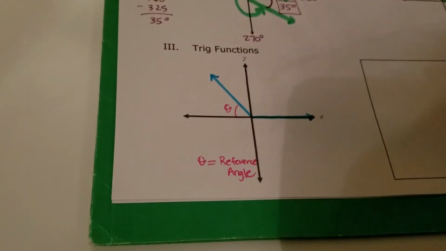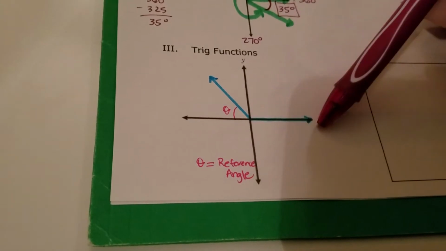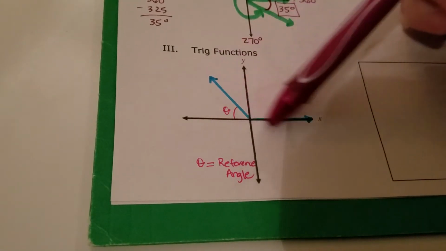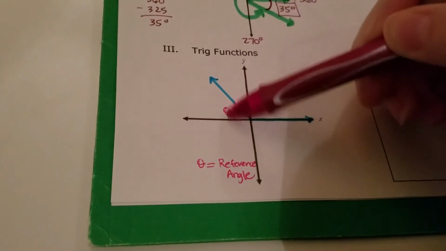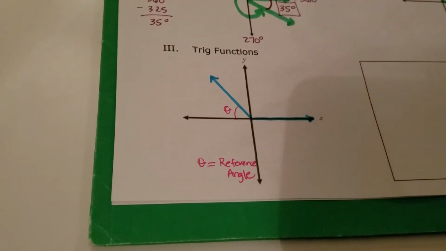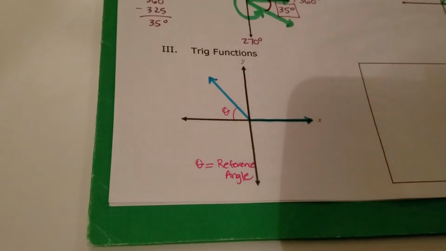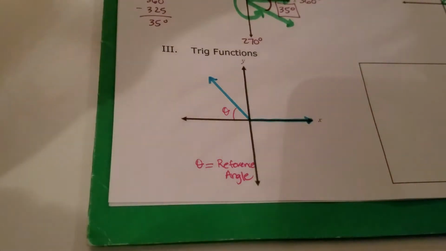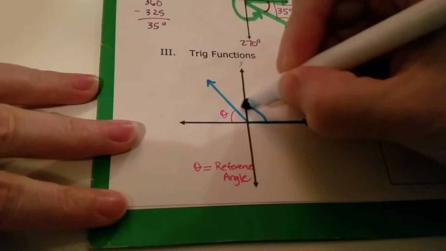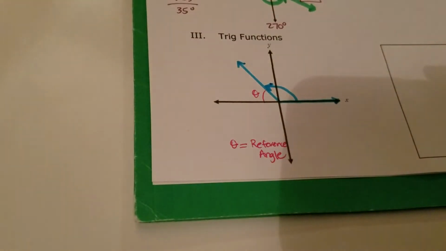What I did when you were gone was I made this angle, our favorite angle here, and I labeled this as theta. Okay, that's our reference angle. If this is our original angle here, then theta is going to be our reference angle. Now we're going to have to think back to some trig, but we're going to do some cool things.